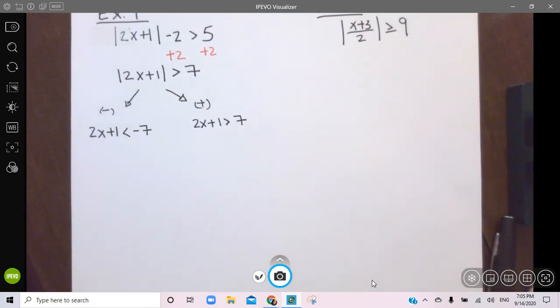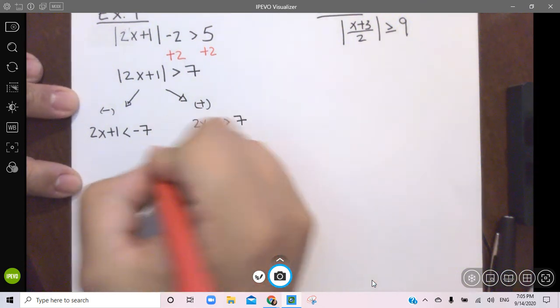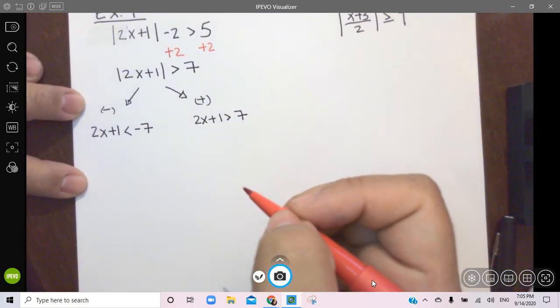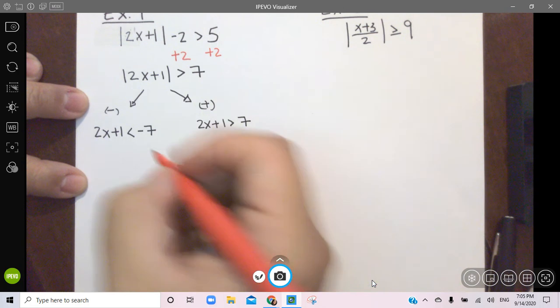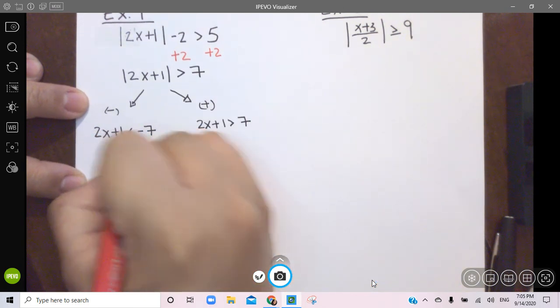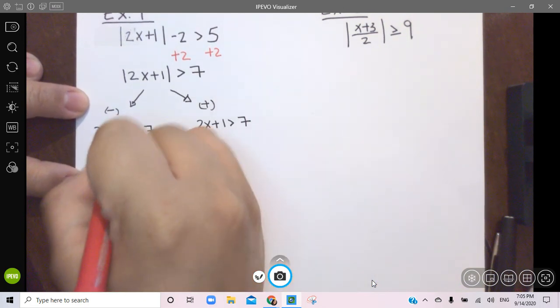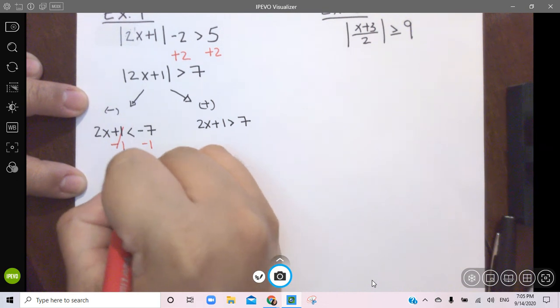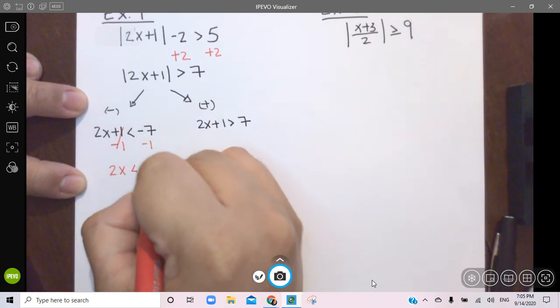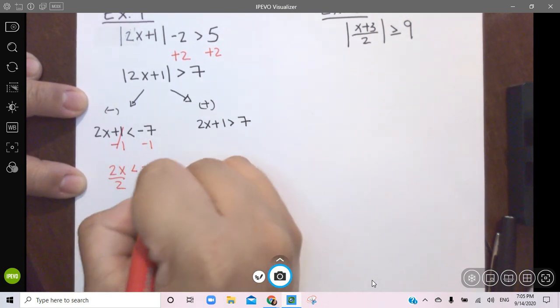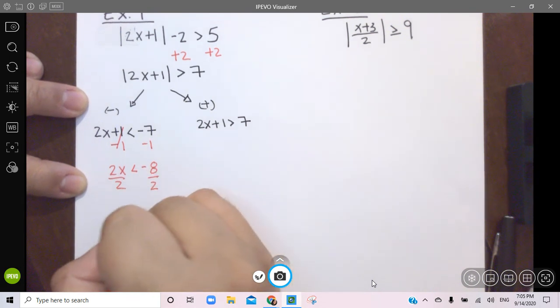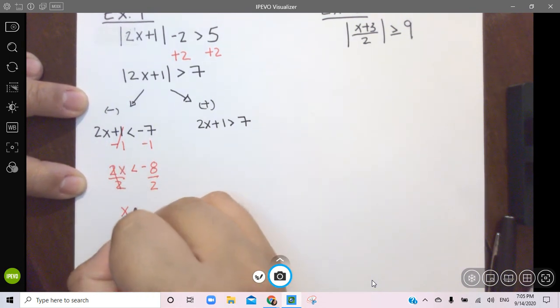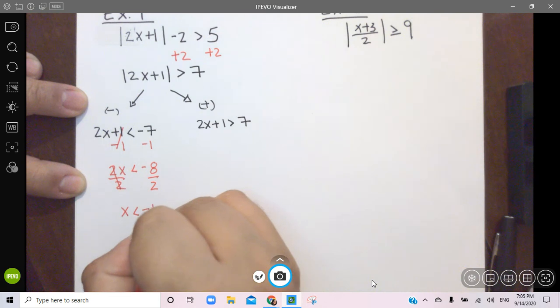This part I'm going to do a little bit quicker because we all should be pretty comfortable with solving equations. I'm going to subtract 1 from both sides. That leaves me with 2x is less than negative 8. When I divide by 2 on both sides, I'm left with x is less than negative 4.